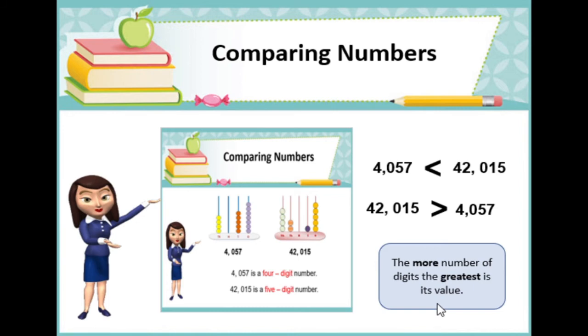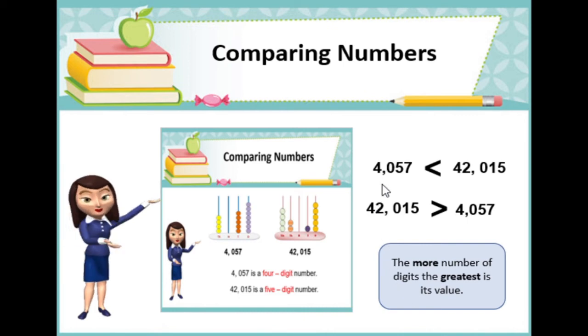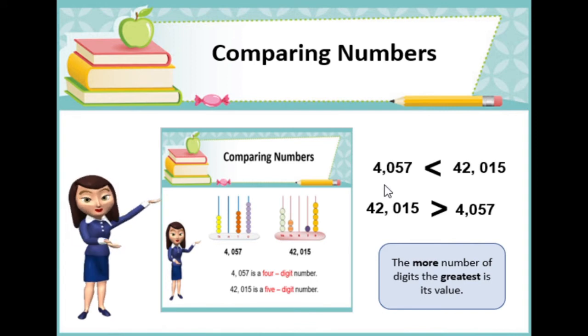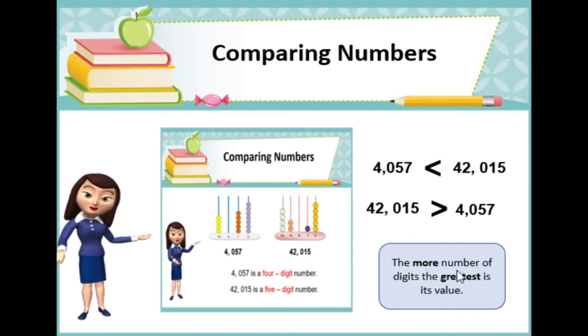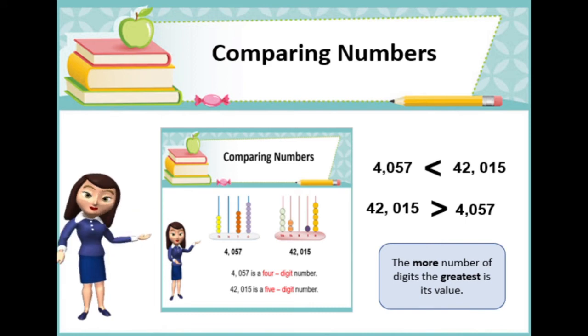4 and 5, what is small? Isn't it 4? 4 and 5, what is bigger? Isn't it 5? Yes, it is. So the more number of digits, the greater is its value. Okay?